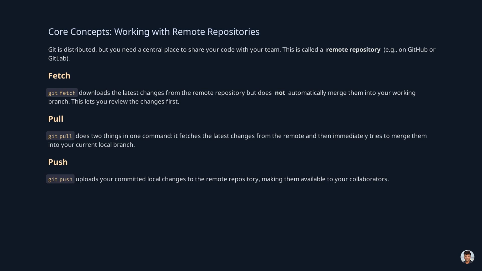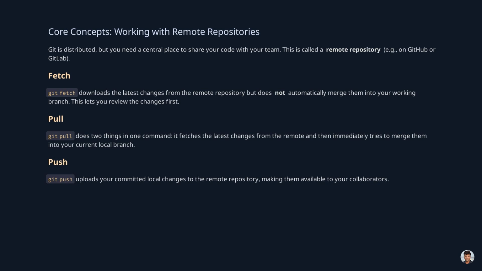First, there is fetch. The git fetch command downloads all the latest changes from the remote repository. However, it does not automatically integrate them into your local work. This is useful if you want to see what others have been working on before you merge it into your own branch. Next is pull.